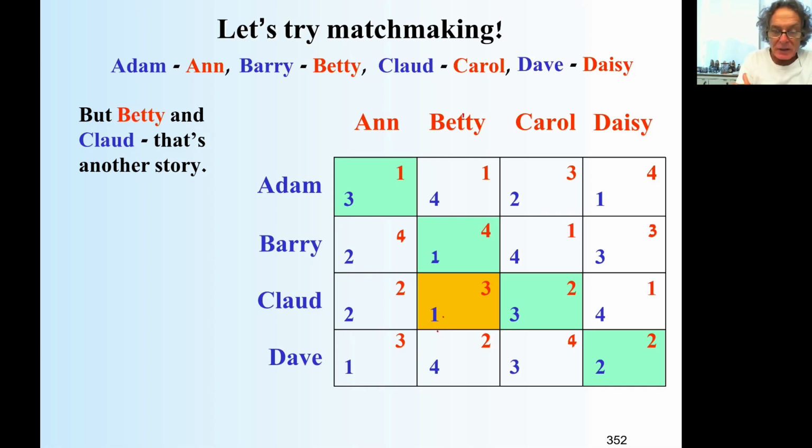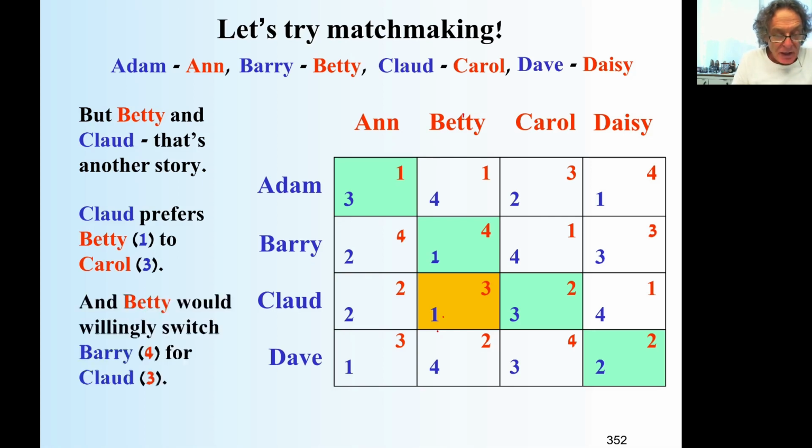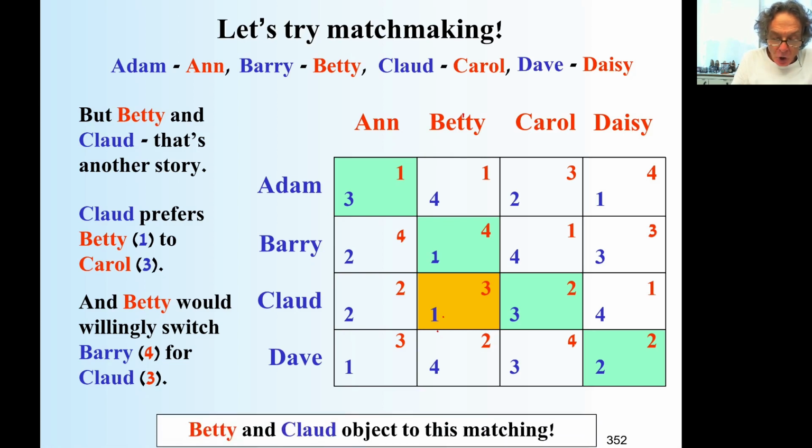And what does it mean that Claude moved to Betty? He leaves Carol out, who will look for someone, and the whole matching collapses. Claude prefers Betty, number 1, to Carol, number 3, and Betty would willingly switch Barry for Claude, number 3. Betty and Claude object to this matching. And if two can object to the matching, it is not stable.